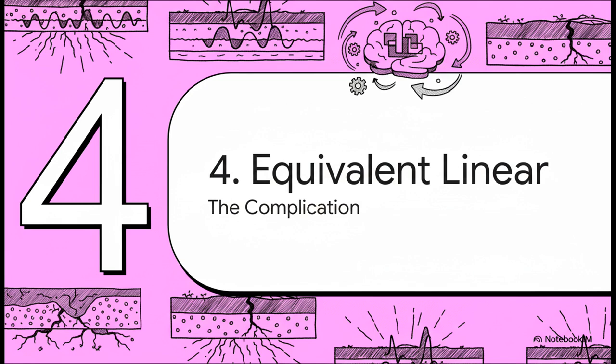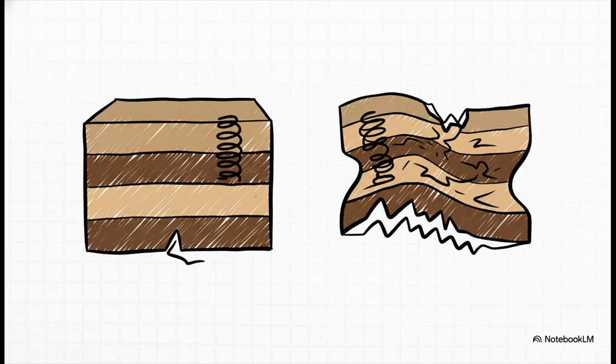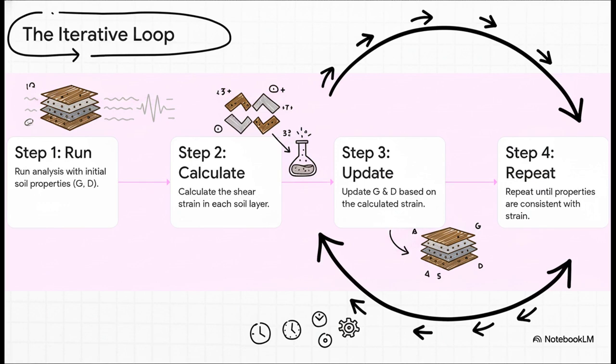See, soil isn't quite that simple, and dealing with this reality is what makes the whole process in Shake so clever. Here's the problem. Real soil is non-linear. And what that means is its properties, like its stiffness and its ability to damp out vibrations, they aren't constant. They actually change depending on how hard the ground is shaking. So that rulebook, the transfer function, it isn't set in stone. It's actually changing during the earthquake itself. So how on earth does Shake solve this? Well, it doesn't try to solve the messy, nonlinear problem all at once. Instead, it gets smart about it.